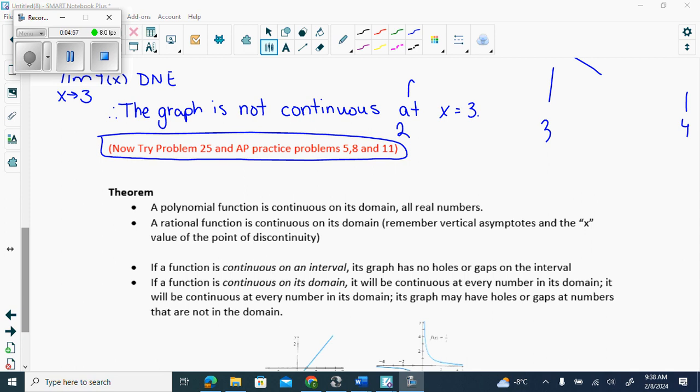A rational function is continuous on its domain. Remember vertical asymptotes and the x value of the point of discontinuity. So it's continuous on its domain minus asymptotes, vertical asymptotes, and points of discontinuity, correct? So rational is everywhere else, minus those places.